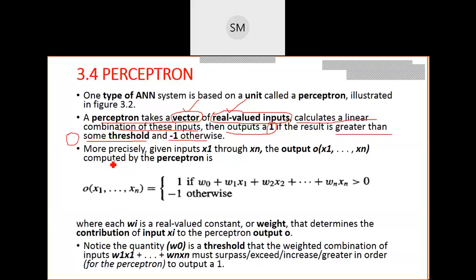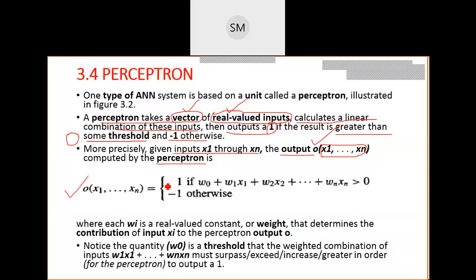More exactly and accurately, if we want to talk about the output of this perceptron, the inputs given to our perceptron are x1 to xn, and the output we get from this perceptron is o over these inputs. We can denote it as o of x1 to xn, and the output of the perceptron is represented like this, that is o of x1 to xn.